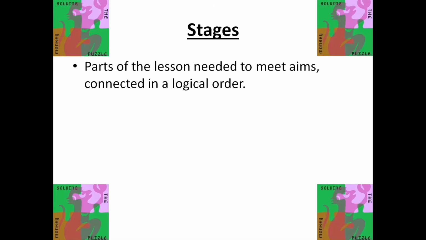So let's say we have our aims, and then we have to worry about the stages. Now, the stages are just the parts of the lesson that you need to meet your aims, and they should be connected in a logical order. This is particularly important for young learners because they need to see a logical sequence, a logical progression of one thing to the next, so they can anchor their current experience in what's gone before.